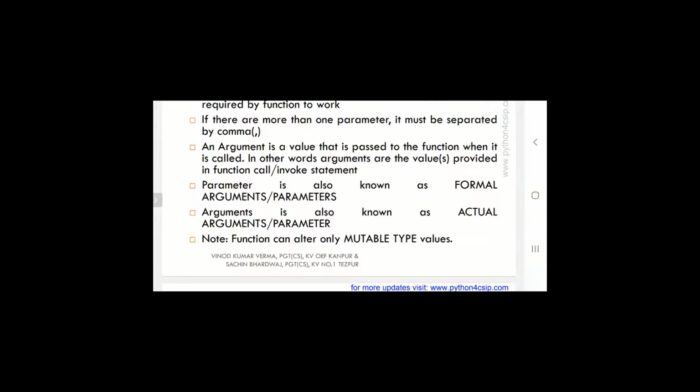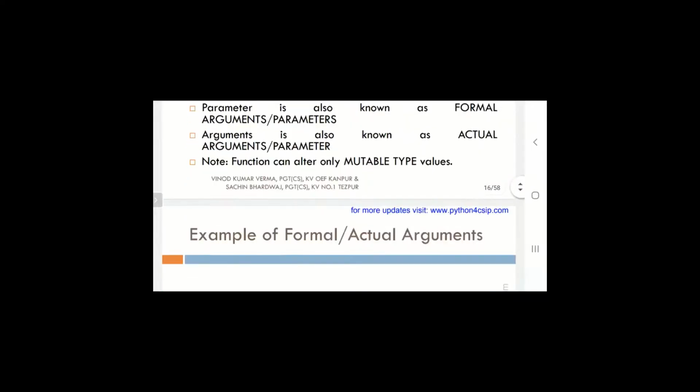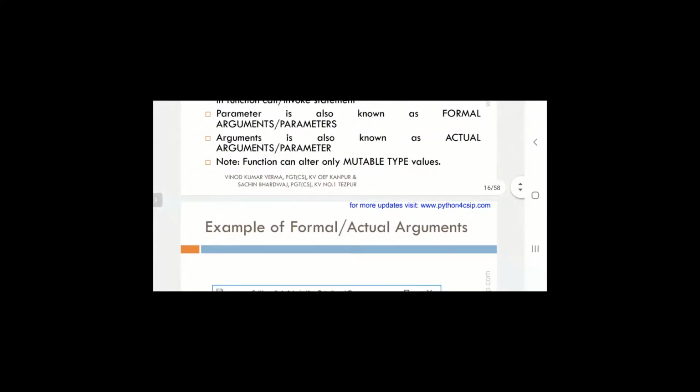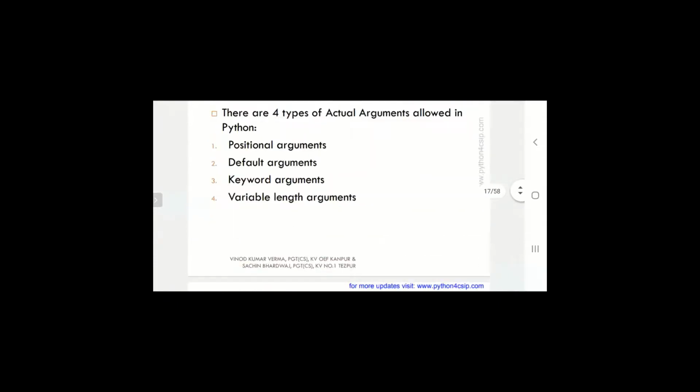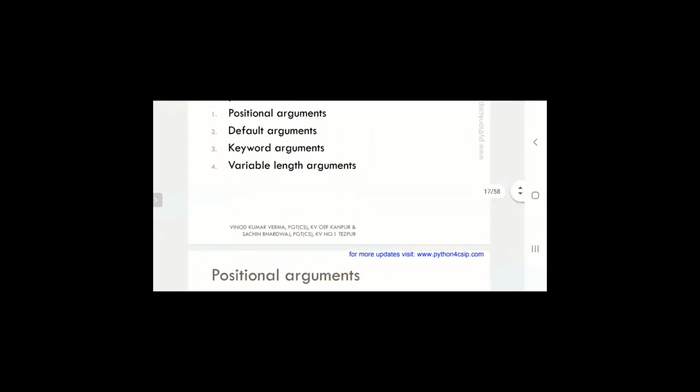An argument, how can we call it? Actual argument or actual parameter. A parameter, how to call it? Formal argument or formal parameter. Okay, this is the concept. Don't confuse with this. Types of arguments we have seen. And the fourth one, the variable length argument: how a function passes multiple values to the call statement, that also we have seen.